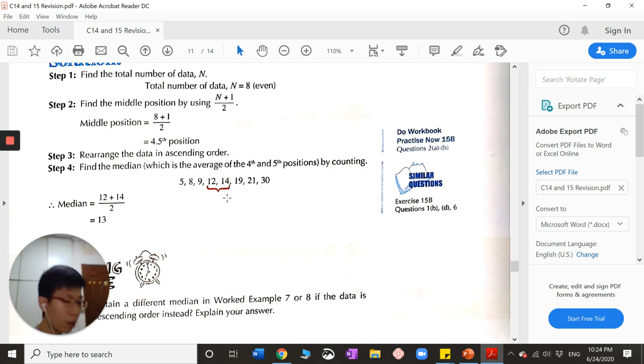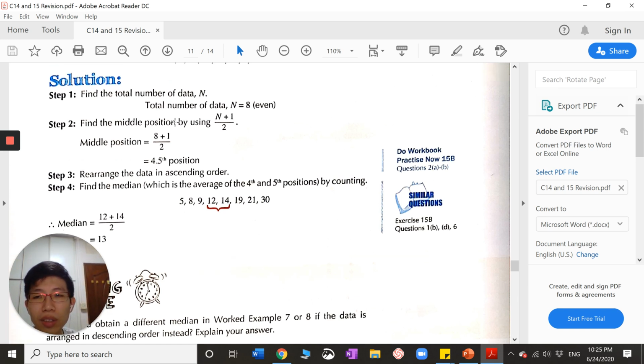So no need to worry about when to use what. As long as you can follow this step properly: find the number of data, after that you rearrange the numbers, then you find the middle position, the position of the median. If it's a whole number, it means that you just need to count, and after that, this will be your median.